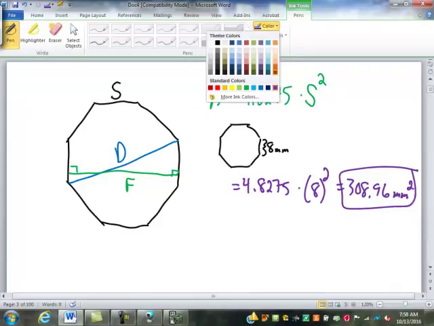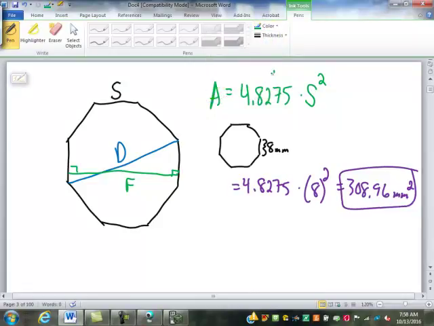If I know the flats, I can find the area from the flats, because that area is going to be 0.8284 times the flat squared. Now the 4.8275 and the 0.8284, those are things that come from trig. Next semester, we'll see where they come from. For right now, you're just going to have to accept that they're right.